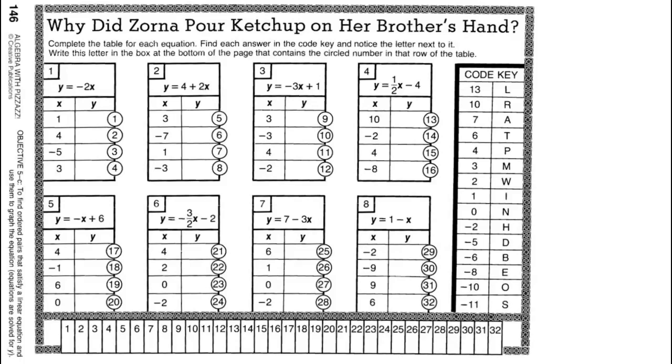Okay, to answer this question, you need to complete the table for each equation. Find each answer in the code key and notice the letter next to it. Write this letter in the box at the bottom of the page that contains the circle number in that row of the table. Alright, so there's 3 parts you need to look at. You see that each problem has 1, 2, 3, 4 in a circle. Whatever your answer is for that one, you're going to check with the code key to get the letter.